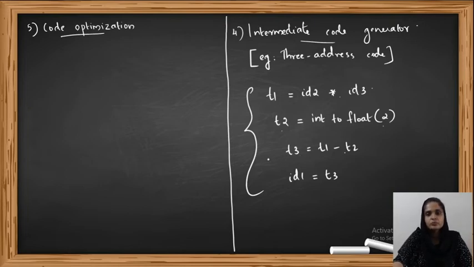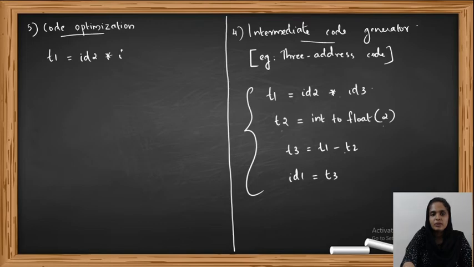So what will we do? We'll take the first statement. T1 is equal to ID2 star ID3. In this statement, we are not doing anything. So we will write that as T1 is equal to ID2 star ID3. We are not doing anything special to that statement. Okay. So this statement is done.